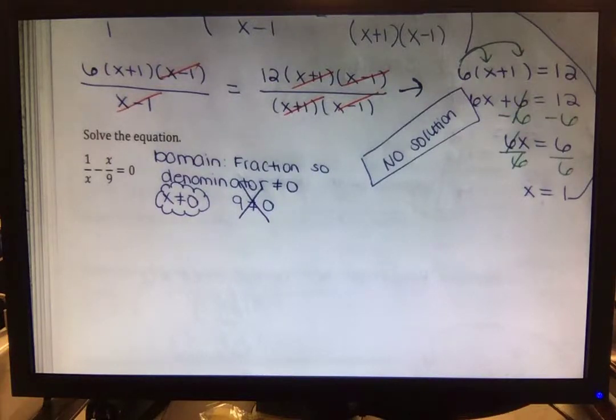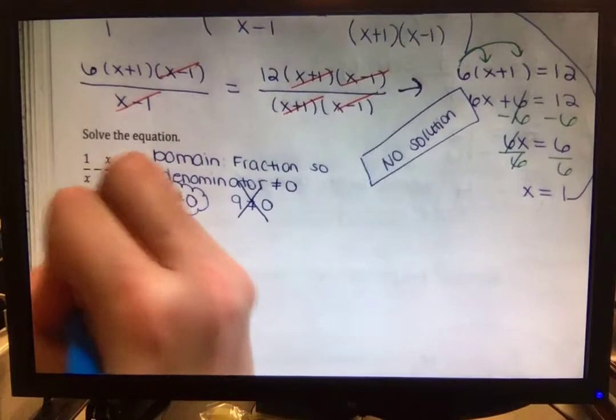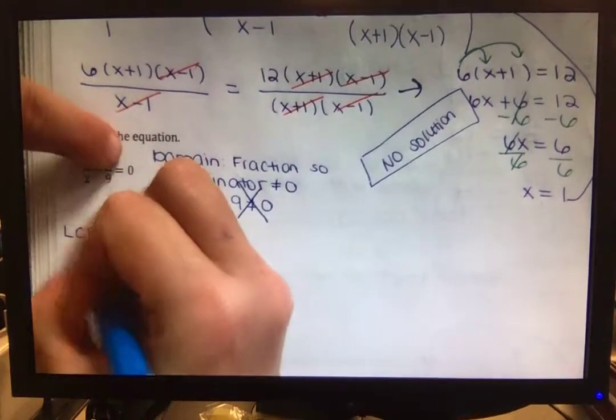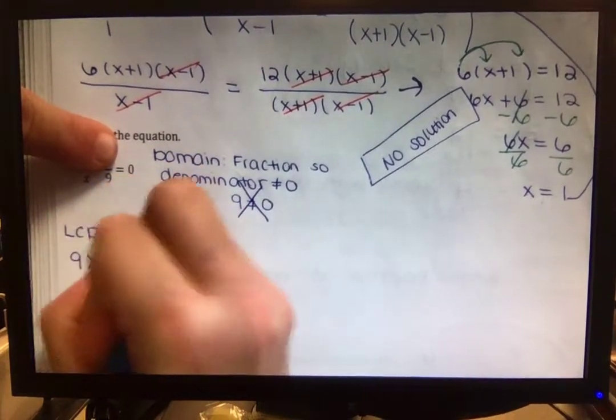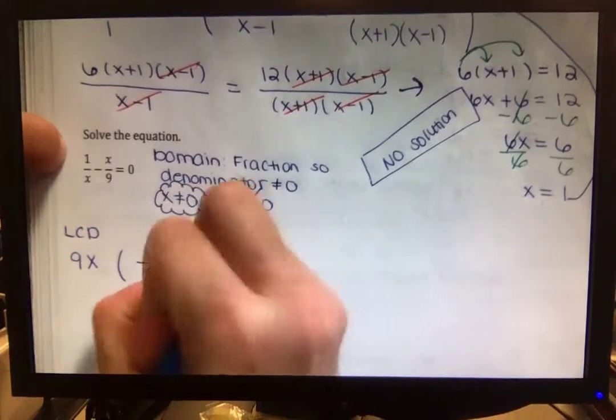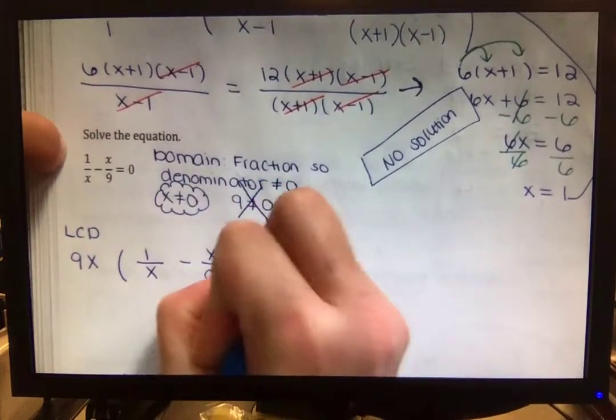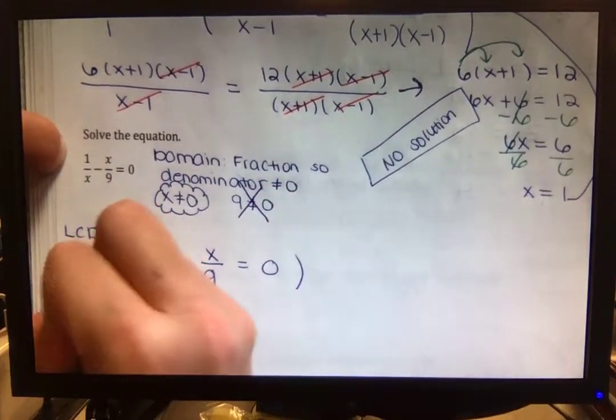Let's go ahead and solve this. I want to get rid of my fractions first. So in order to get rid of our fractions, we're going to multiply everything by the LCD. What's our LCD? 9x. Good. X has to be in there. 9 has to be in there. So our LCD will be 9x. We're going to multiply every single term on both sides of our equation by that 9x.